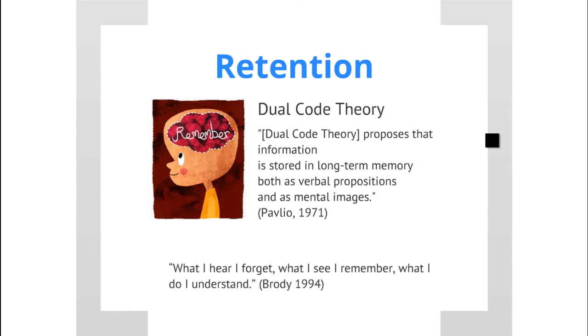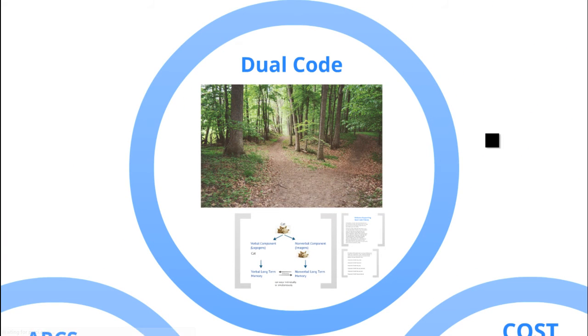And this goes to something called dual code theory. What that basically represents is that dual code theory proposes that information is stored in long-term memory, both as verbal propositions and as mental images. Now let's actually talk about dual code theory. Dual code.